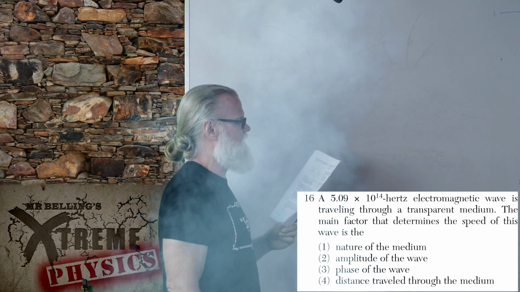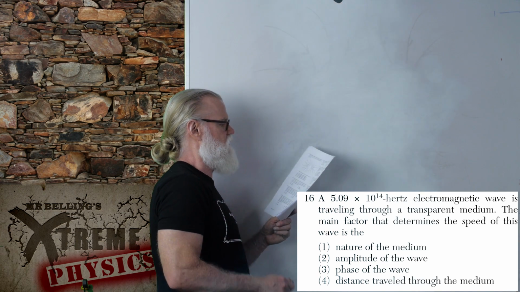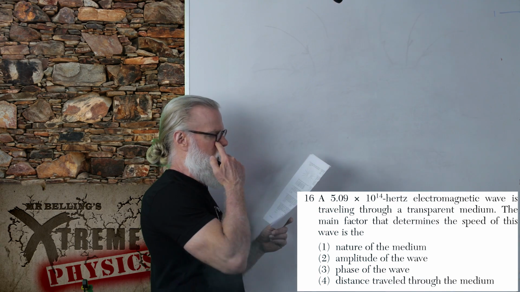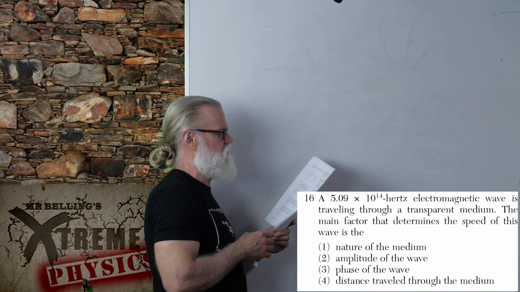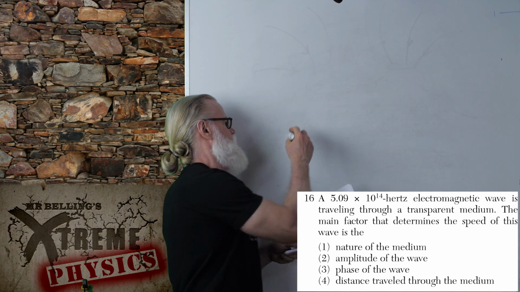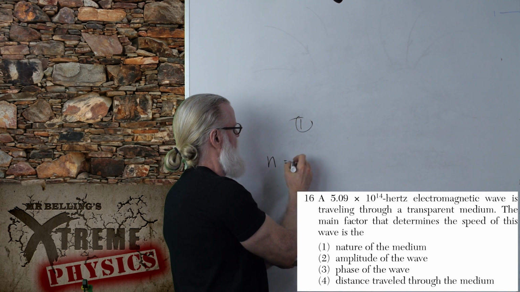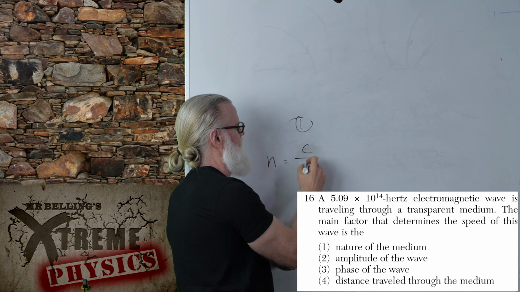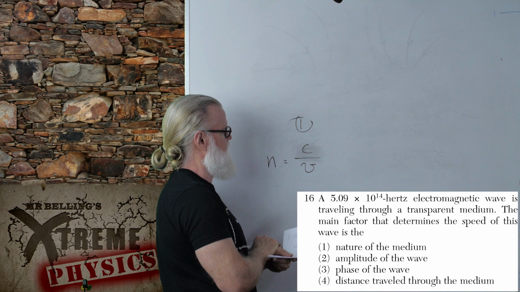The main factor that determines the speed of this wave is... What determines the speed of an electromagnetic wave? It is the medium itself, the nature of the medium. The answer is 1. We can look at the index of refraction. Index of refraction is the speed of light in a vacuum divided by the speed of light in that medium.